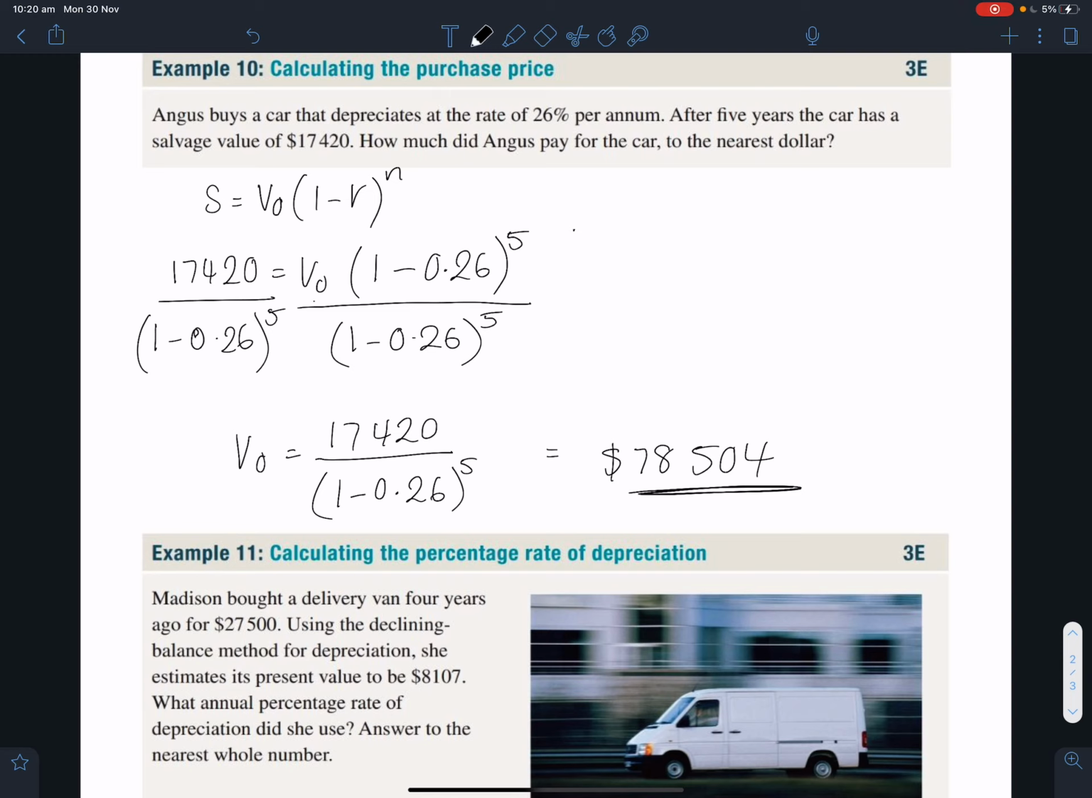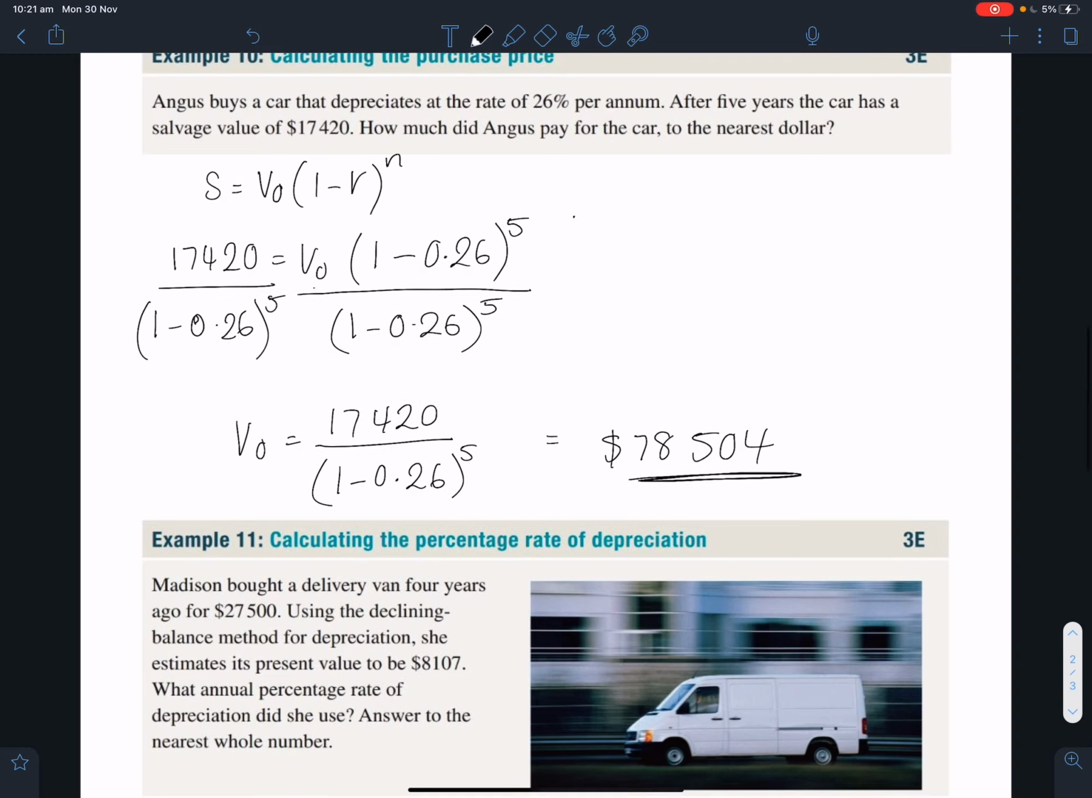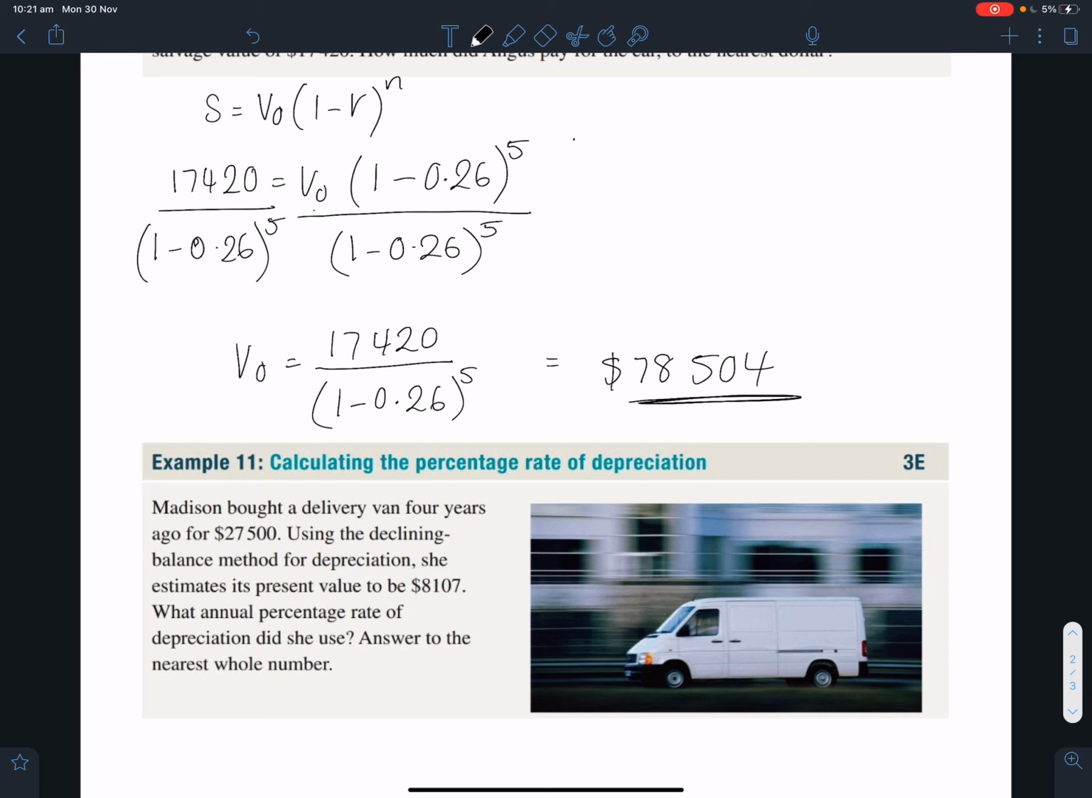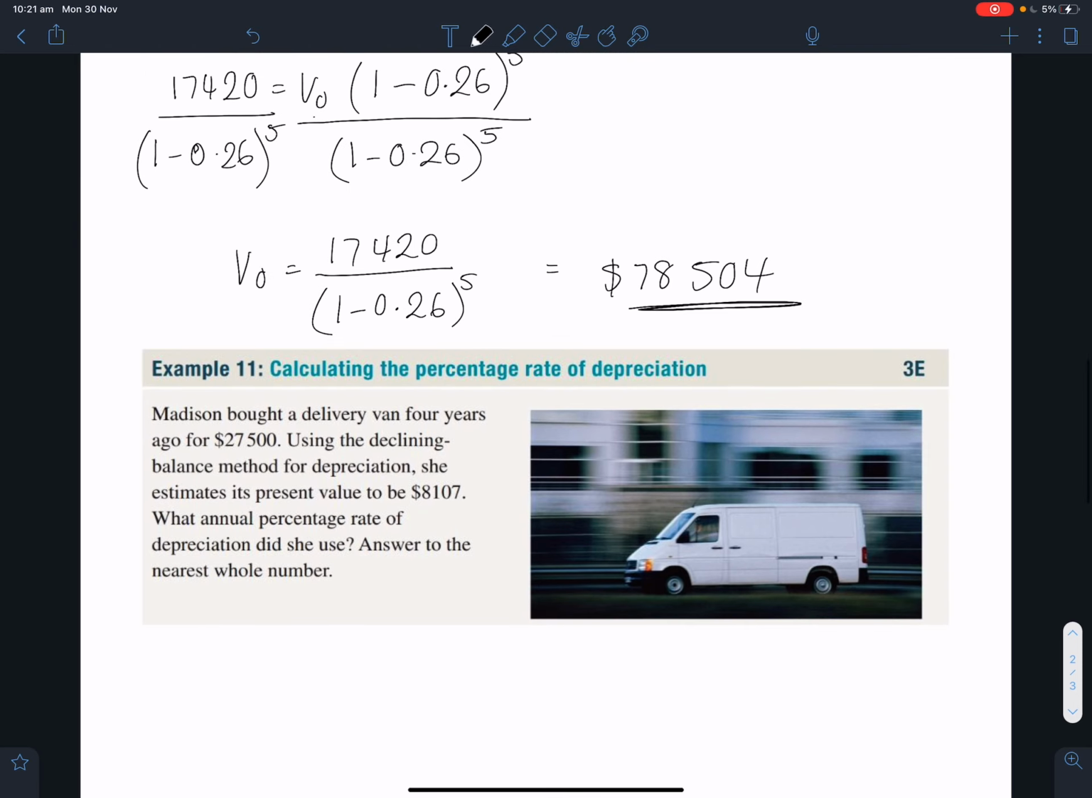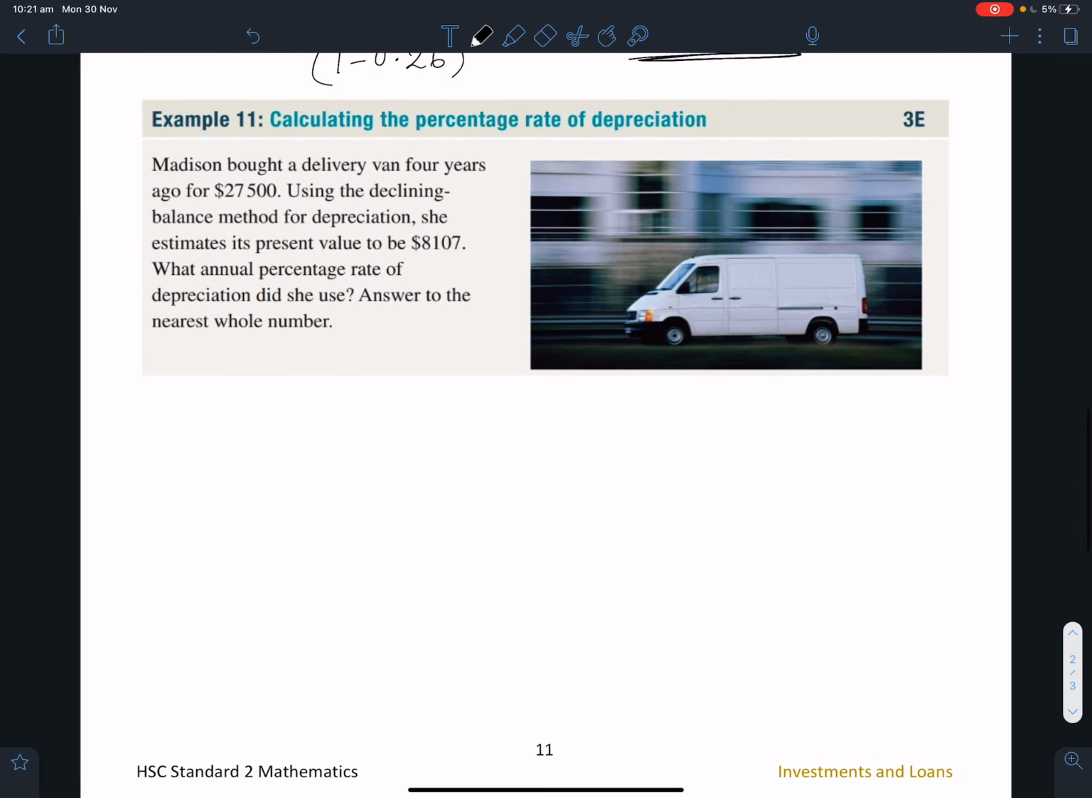So that's what he paid. That's what it's worth now. You might think that that can't be right. It actually can. 26% depreciation is a large rate, a very high rate. With some of these questions, you might think they're wrong. They're actually not, especially if that percentage is quite high. Okay, so that's that one. Last one.